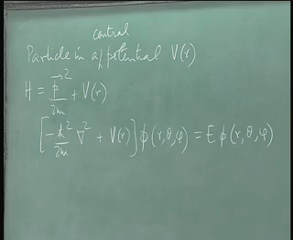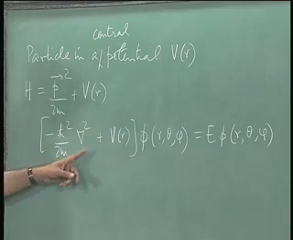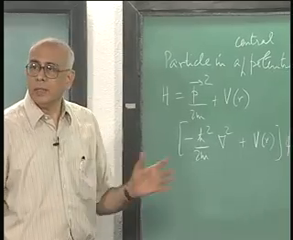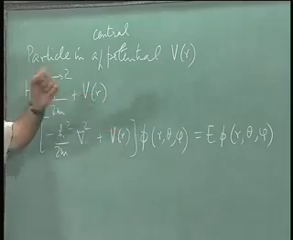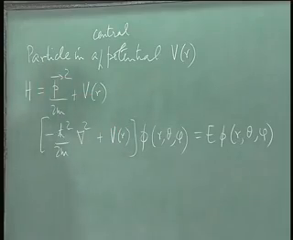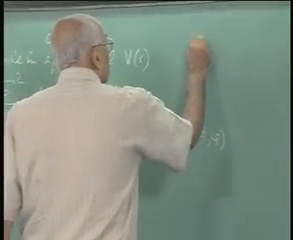Now what we need to do is to resolve this del squared in spherical polar coordinates and then see if we can solve this problem using the fact that V of r is a function of little r alone. So what is del squared in spherical polar coordinates?